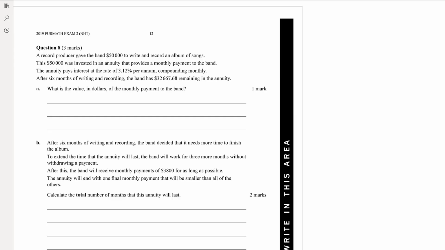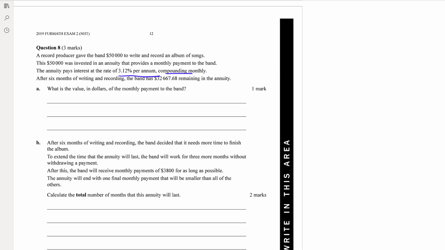So let's look at question 8. In this case, the record producer gave the band $50,000 to write and record an album. They then invested this money into an annuity that provides a monthly payment. So just quickly, an annuity is where you're investing $50,000. In this case, it's at 3.12% per annum.